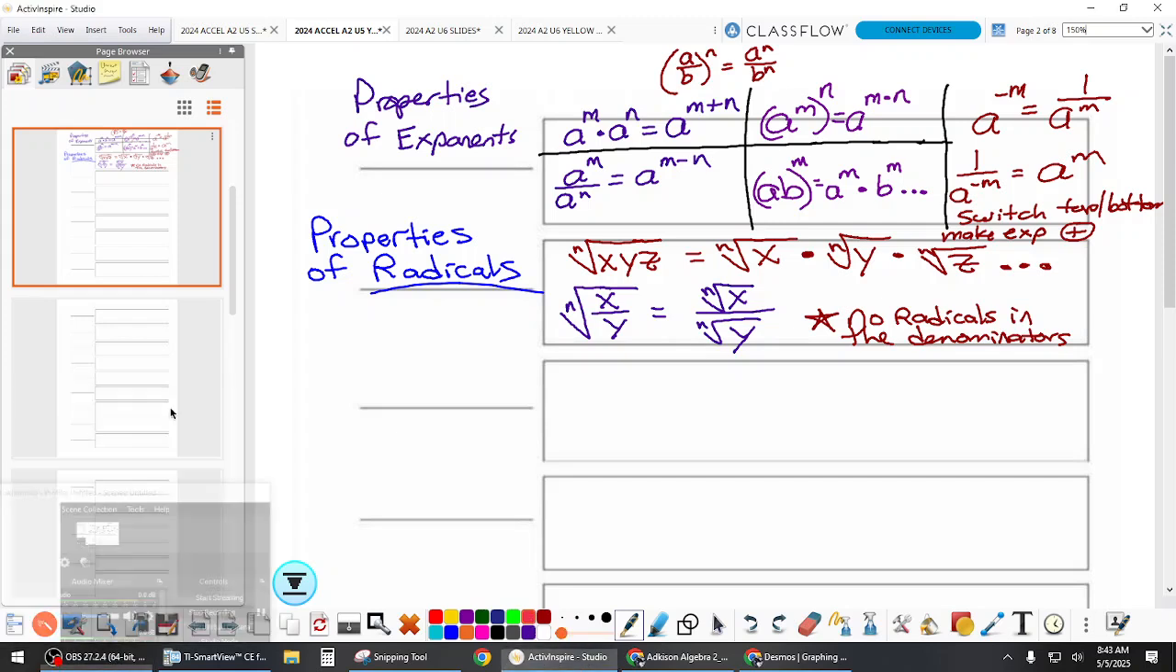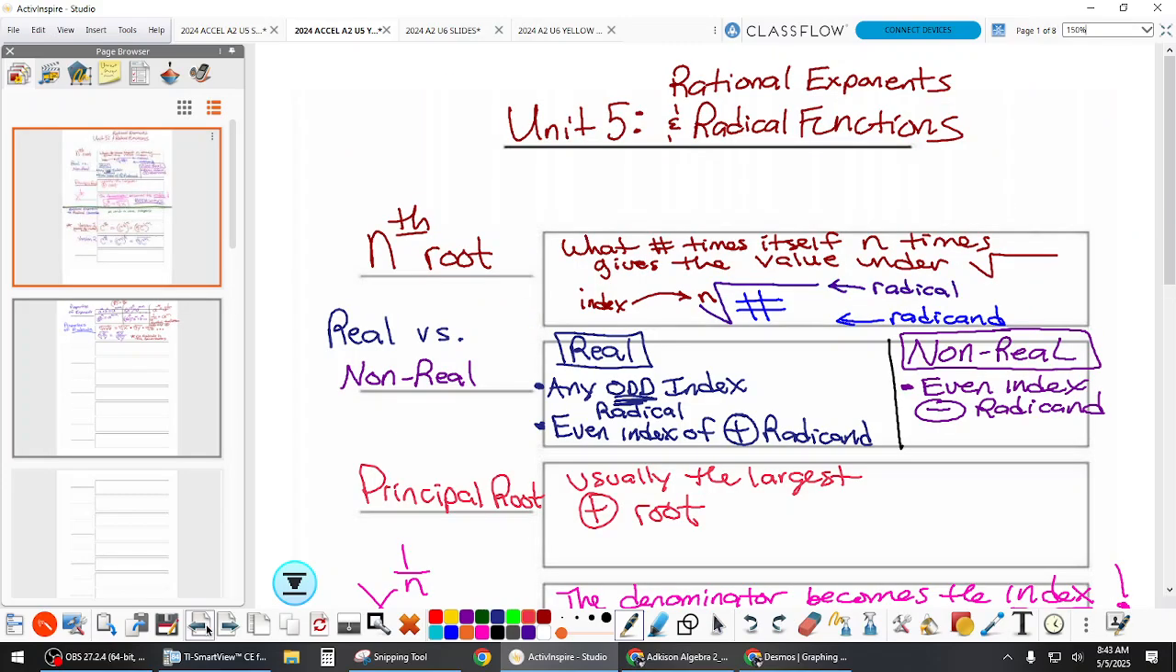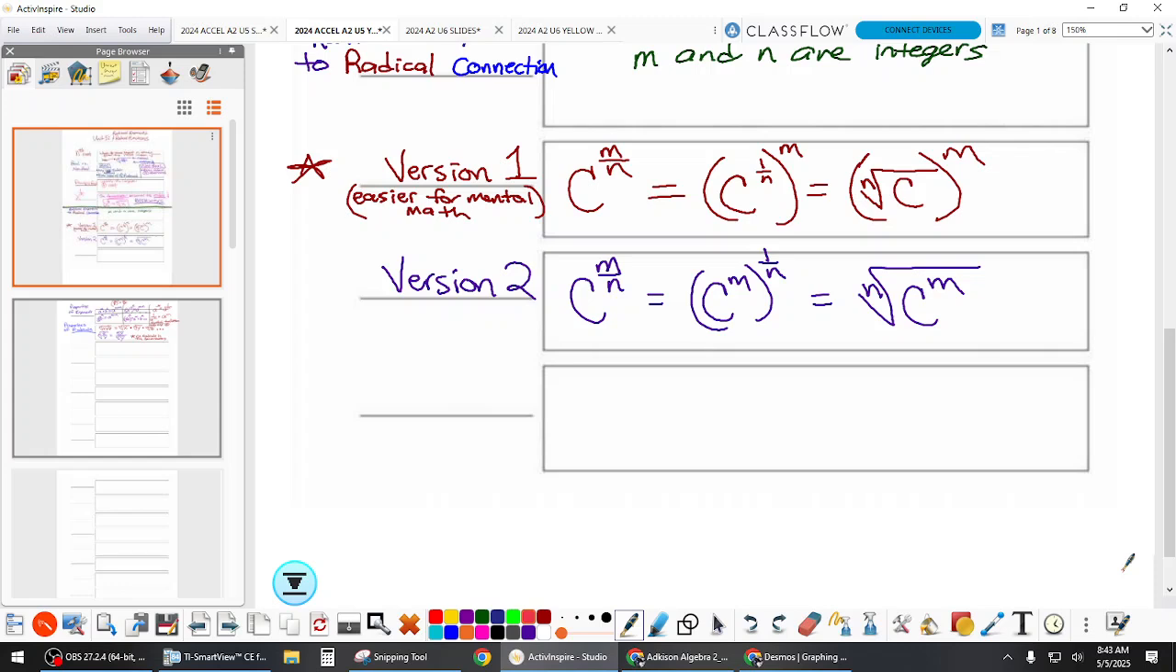I'll review it with you, but we're going to move into simplifying radicals. First thing to note is if I give you something like this, you can always rewrite it as an exponential if you want. So let's review that real quick. Remember we had two versions of converting back and forth between the two, and one was better for mental math. It was the one where we did the radical or root first, and then took it to the power, because that was typically a smaller number to deal with.